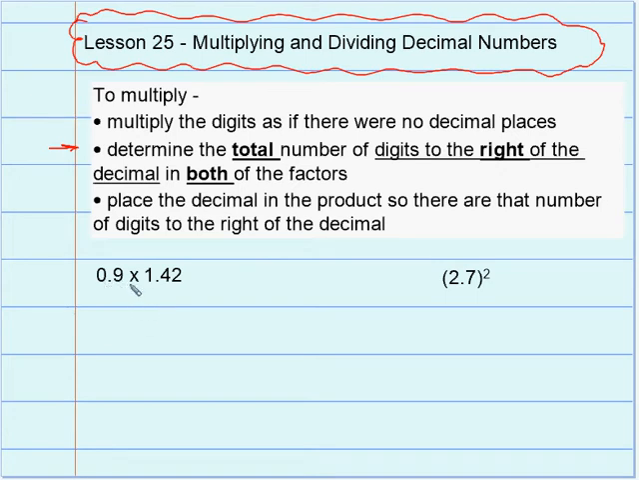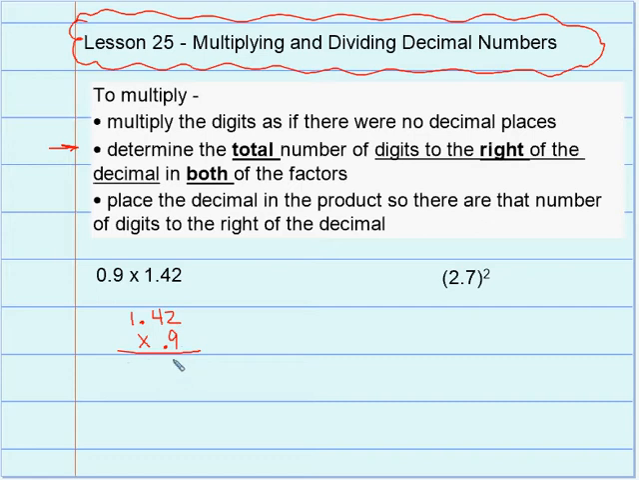We're going to take 9/10 and multiply that times 1 and 42/100. Now, do not put 0.9 or 9/10 first when you multiply. This 1 and 42/100 has 3 digits, so put that one first. And then put the 9/10 here, and then we're going to multiply.